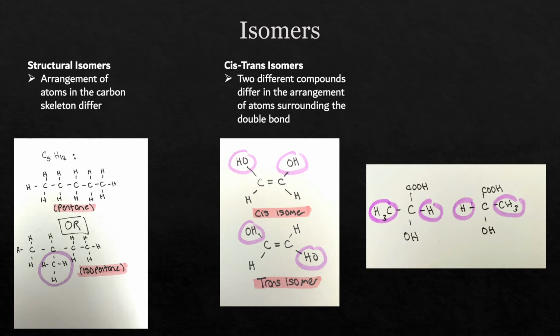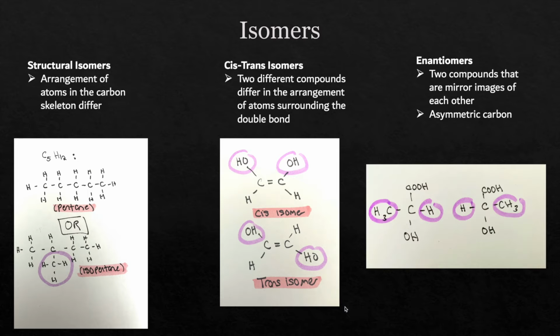Cis-trans isomers form when 2 different compounds differ in the arrangement of atoms surrounding the double bond. Double bonds are rigid and do not allow free movement of bonded atoms, and so the arrangement of atoms around double bonds does have an effect on chemical behavior. In a cis isomer, the same atoms are on the same side of the double bond. As you can see here, both OH groups are on the same side of this double bond. In a trans isomer, the same atoms are on opposite ends of the double bond. As you can see here, both OH groups are on opposite sides of this double bond.